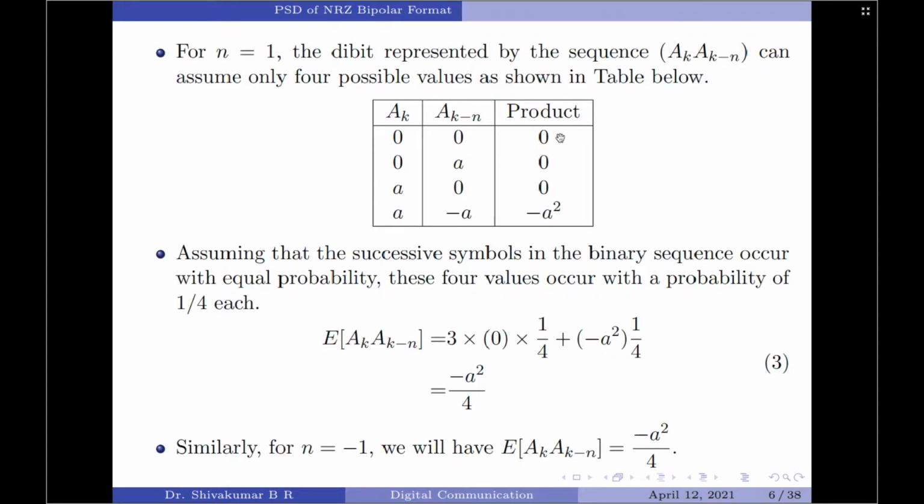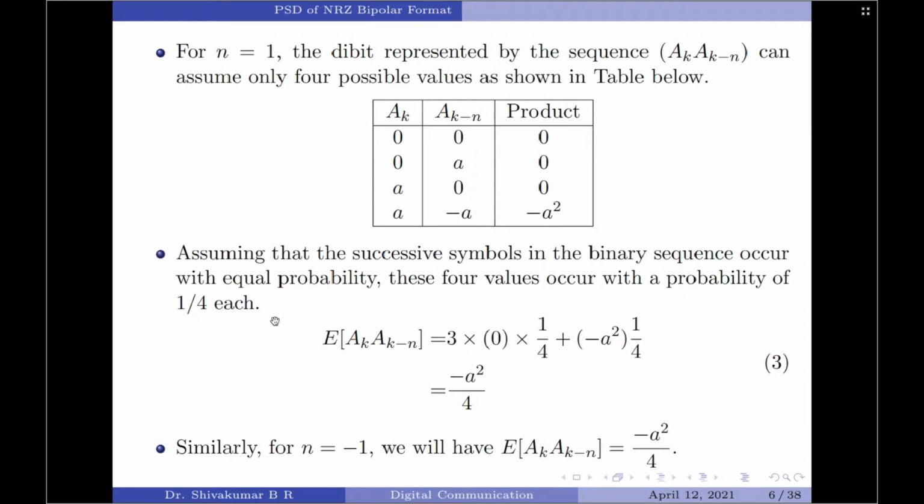So the products of these terms are: 0 multiplied by 0 is 0, then we have 0A is 0, A0 is also 0. Finally, A multiplied by minus A is minus A square. Now we assume that these successive symbols in the binary sequence are statistically independent and therefore they will occur with equal probability. Since there are 4 symbols, the probability of occurrence of each symbol will be 1 by 4. That is what is written here.